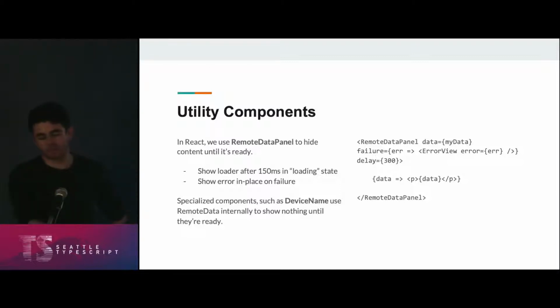Once the data is ready, we pass that to the callback in the center, and in this case, that would just render a paragraph with whatever the text was that we've been waiting on. We've also now started adding some specialized components for things where it's like, hey, I need the name of some device. That may or may not require a server call, so we have a little tiny component that just says, hey, show nothing until you know what this device's name is, and then bring the name into the UI.